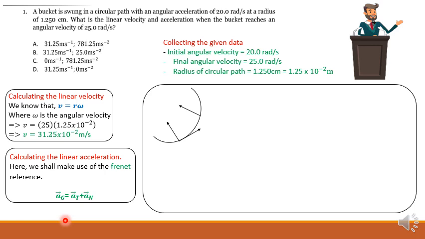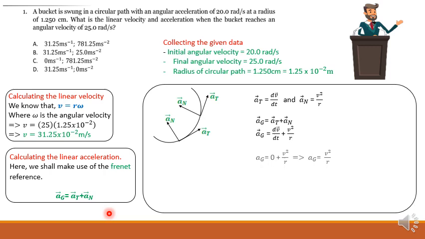Alright, so we have a circular path like this, and the acceleration along this circular path at any point is equal to the sum of these two components, the tangential component and the normal component of the acceleration. Now, the tangential component of the acceleration is always given by dv/dt. Meanwhile, the normal component of the acceleration, which is directed toward the center of the circular path, is always equal to v squared over r. Now, it means that the acceleration of the center of gravity of that object, aG, is equal to a tangential plus a normal. Substituting, we have that is equal to dv/dt plus v squared over r.